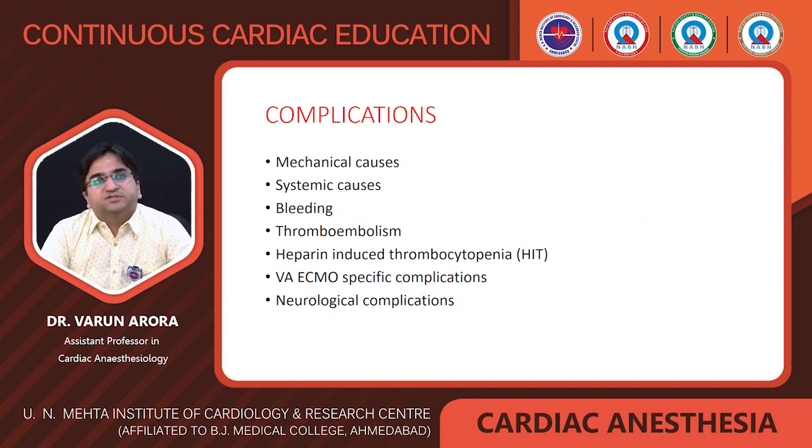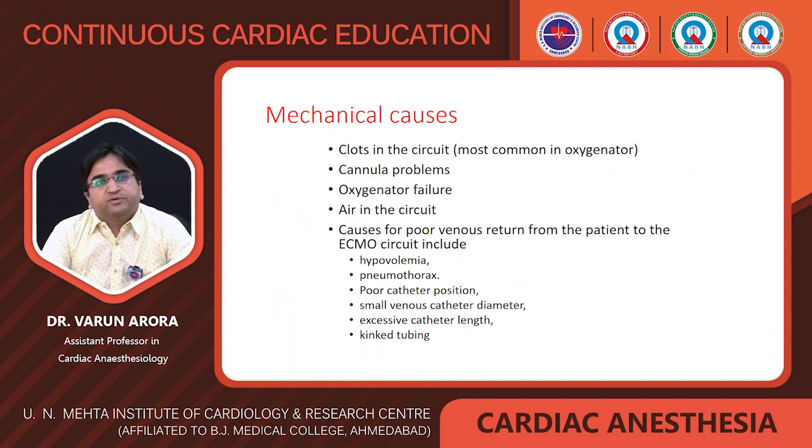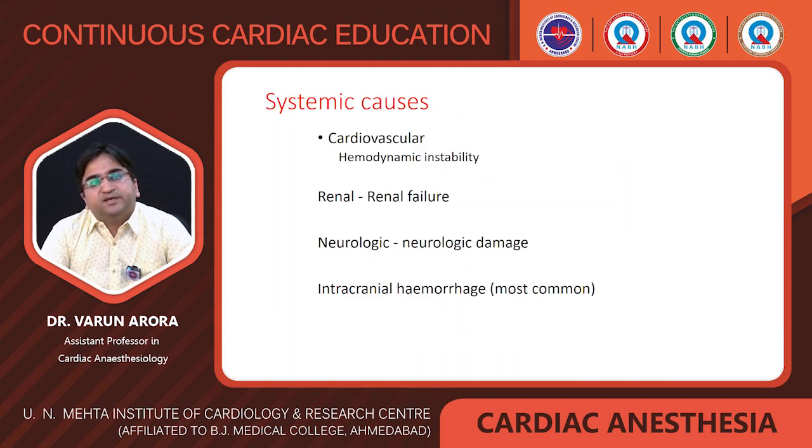So coming to the complications, it can be mechanical causes, systemic causes, bleeding, thromboembolism, heparin-induced thrombocytopenia, specific complications of VA ECMO, or neurological complications. Coming to the mechanical causes, they can be clots in the circuit, the most common being the oxygenator, then cannula problems, oxygenator failure, air in the circuit. Causes for poor venous return from the patient to the ECMO circuit include hypovolemia, pneumothorax, poor catheter position, small venous catheter diameter, excess catheter length, and kinking of tubing.